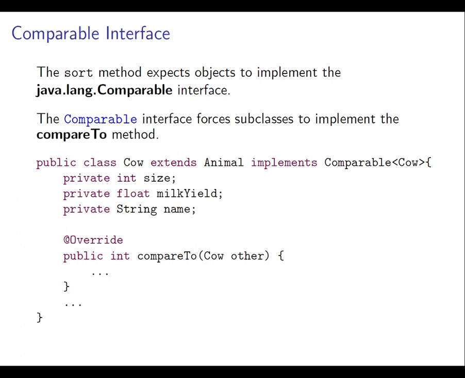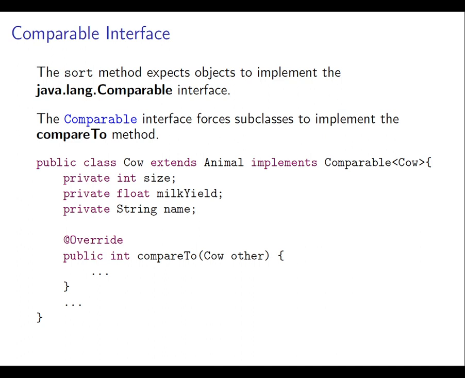One thing you might wonder is, what is that Comparable angle brackets Cow going on there? We talked about the Comparable interface, but why is it parameterized on a Cow type? Well, the reason is, if you look at the signature of the compareTo method, the argument that compareTo takes is an object of type Cow, not an arbitrary object of some other kind.